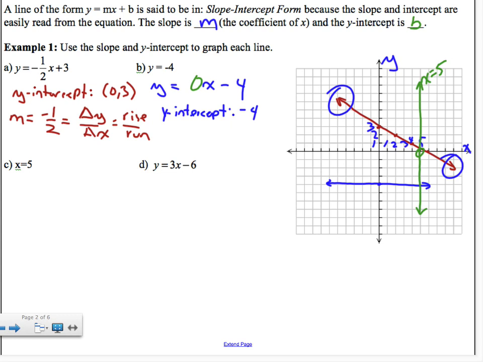Finally, this last one. This is my y-intercept, -6. So it's down here, 2, 4, -6. And what's the slope on this one? 3.